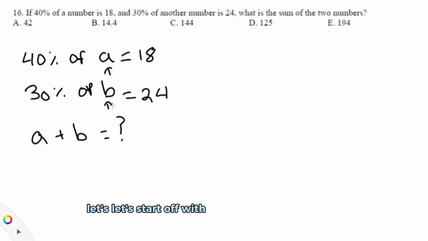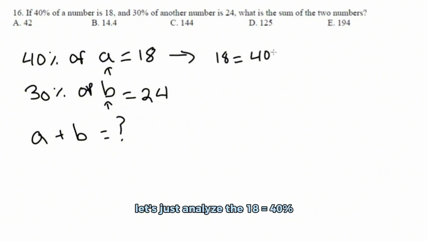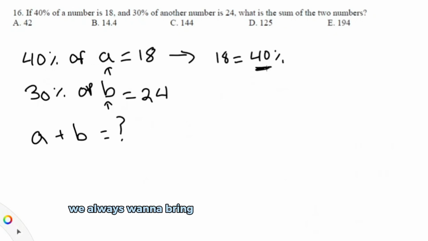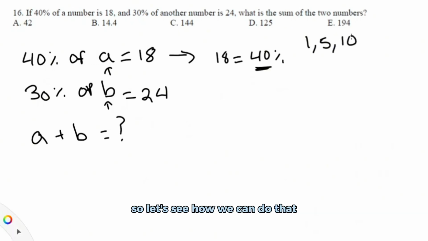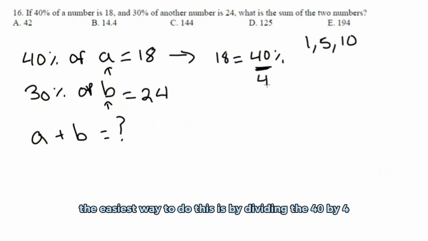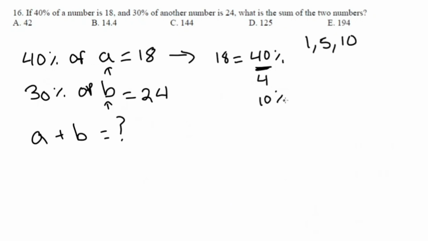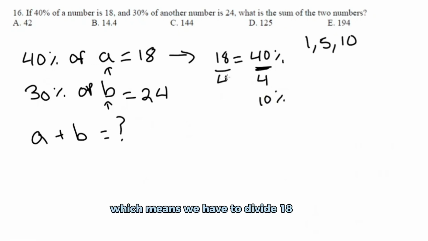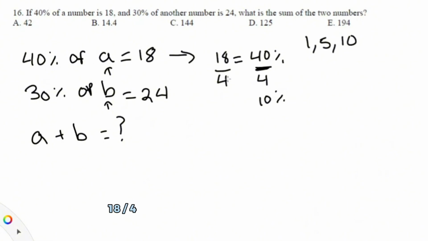Okay, let's start off with 40% of A equals 18. So when we take this over here, let's just analyze the 18 equals 40%. If you remember from the last problem, when we have a percent like this, we always want to bring it down to either 1, 5, or 10. So let's see how we can do that. The easiest way to do this is by dividing the 40 by 4 to get 10%, which means we'd have to divide 18 by 4. 18 divided by 4 is 4.5, which means 4.5 equals 10%.